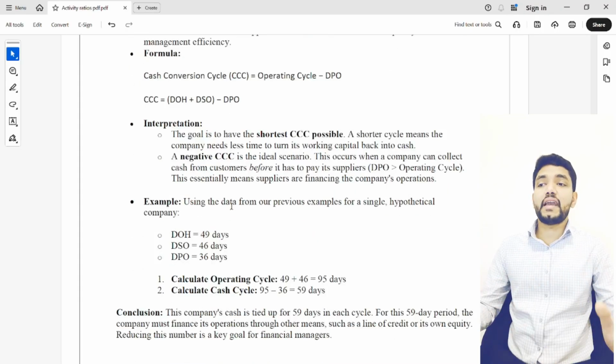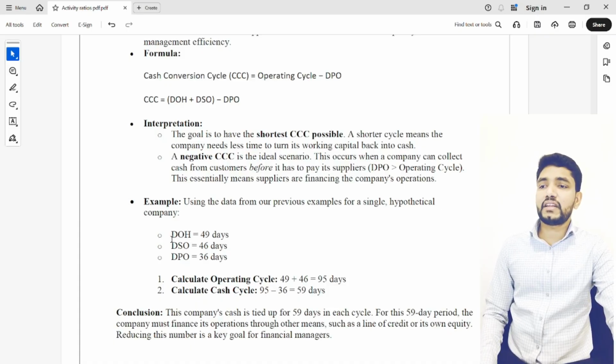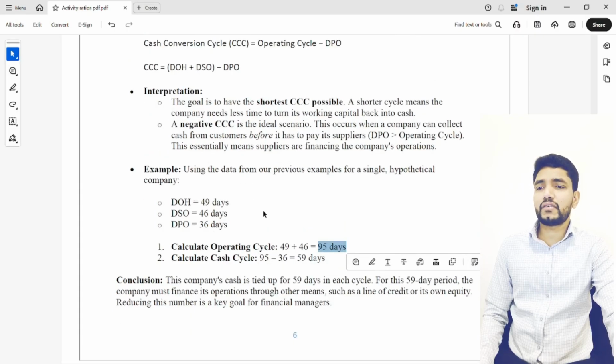So let's discuss a case for the cash conversion cycle. Assume the days sales in inventory is 49 days, days sales in receivables is 46 days, and days payable outstanding is 36 days. First we have to calculate the operating cycle: days sales in inventory plus days sales in receivables, that is 49 plus 46, which is 95 days. From there we can calculate the cash conversion cycle: 95 days minus 36 days, the days payable outstanding.